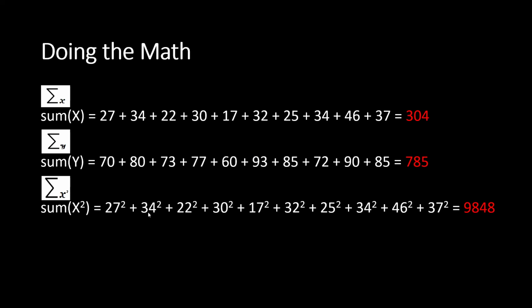And that is all the values of x summed. But prior to summing them, we're going to square them. So 27 squared, 34 squared, 22 squared, 30 squared, and so on and so forth. And the sum of those values squared is this value here on the right.